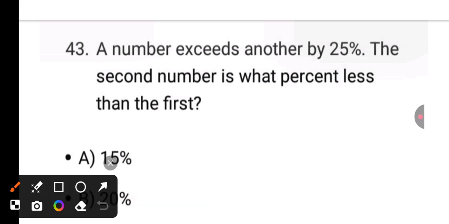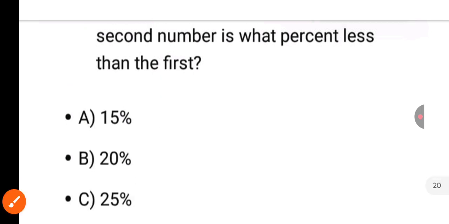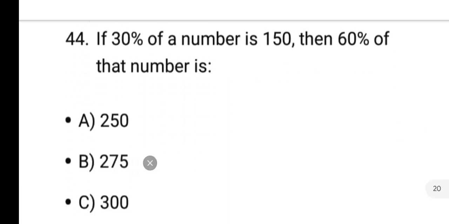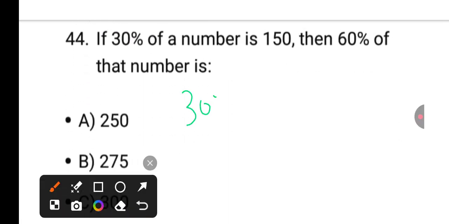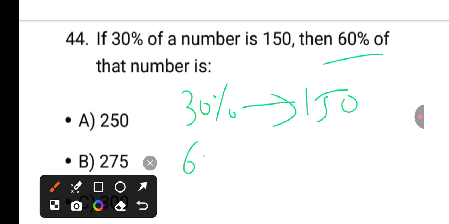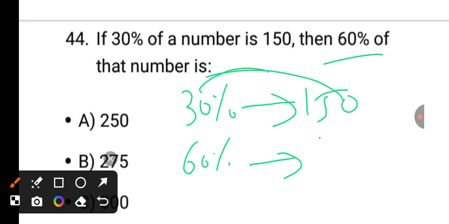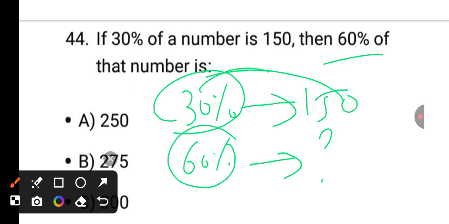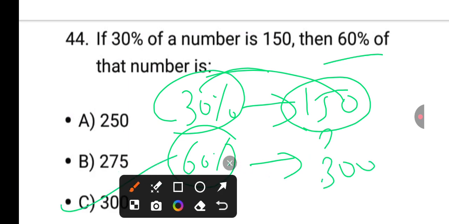Next, a number exceeds another by 25%. Again the same. Okay, try this. 30% is, see, this is very simple. 30% is given as 150, we want 60%. Just observe, 30% is 150, 60% is question mark. See, it is just double. If 30% becomes 60%, it means 150 will become double, that is 300. 300 is the answer.